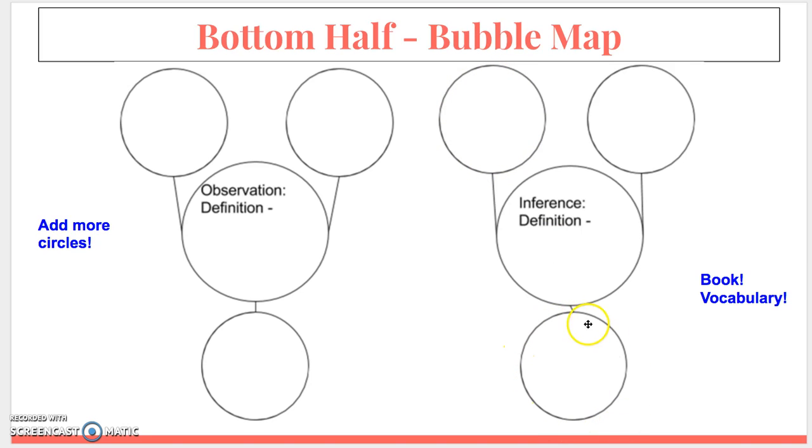Then look in your textbook. What does it say about inferring in your textbook? Okay? Then you have to make 1 more circle and find 1 more thing, 1 more piece of information that talks about inference. Okay? All right, students.